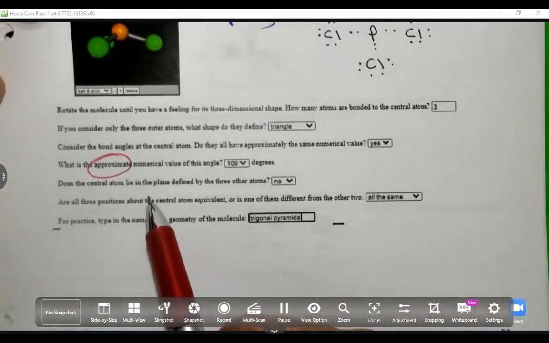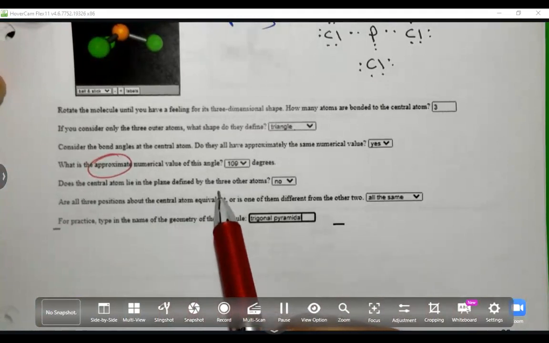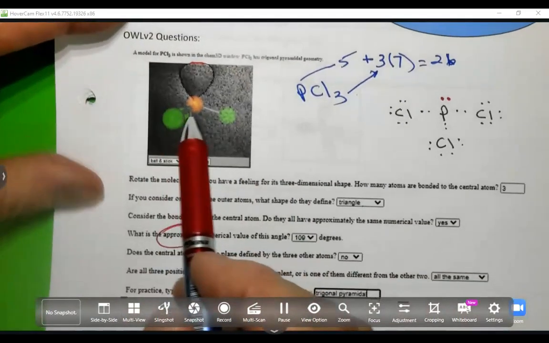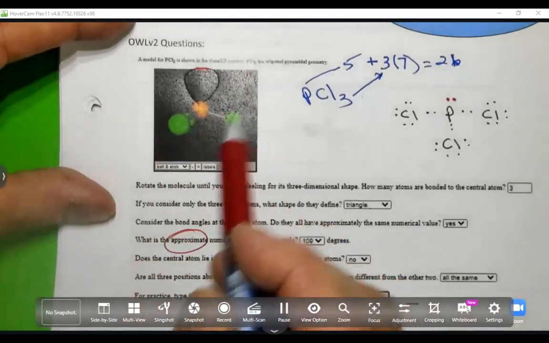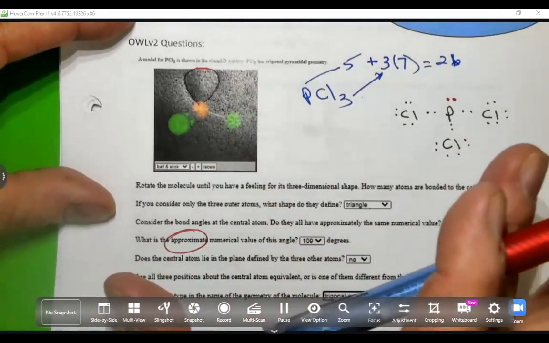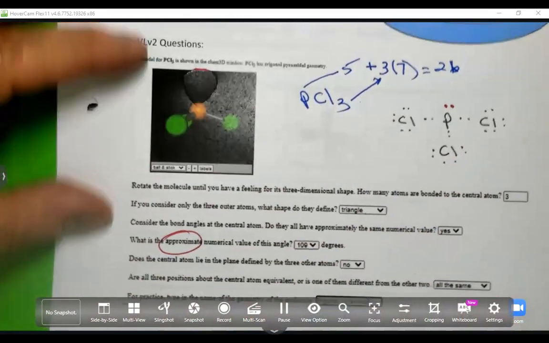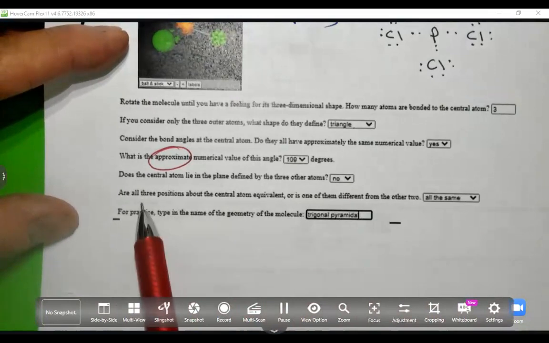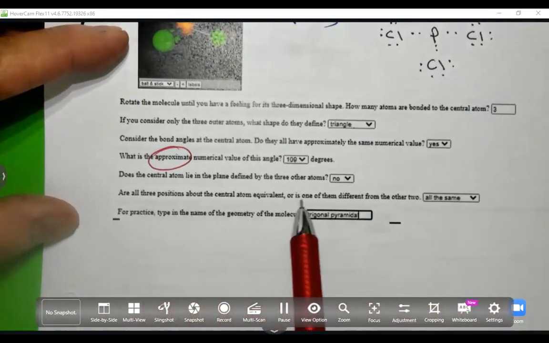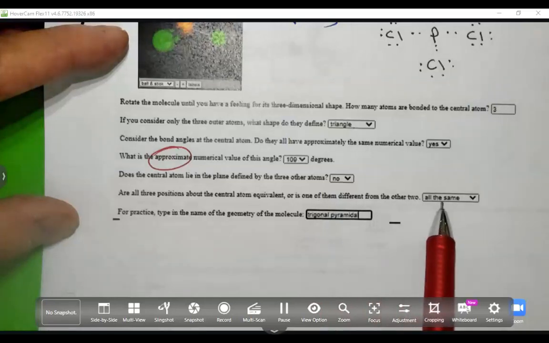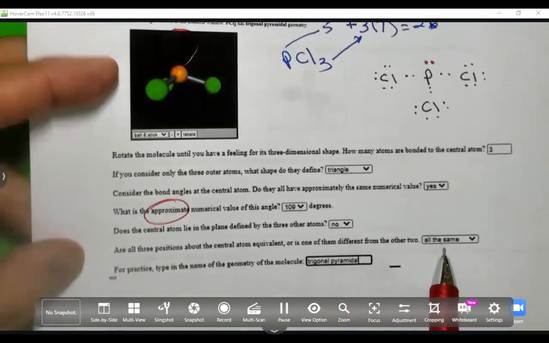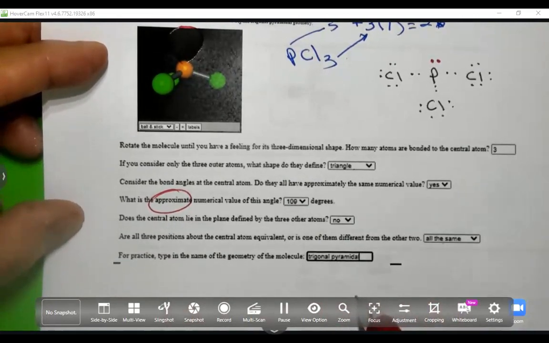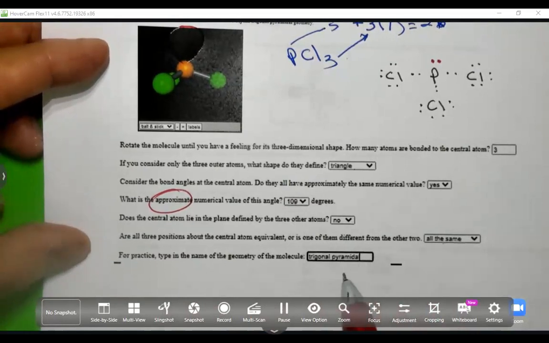Does the central atom lie in the same plane defined by the 3 other atoms? No, right? You can't draw a line and connect all 4 atoms, correct? That would mean the same plane. You cannot draw a line and connect them all. Are all 3 positions about the central atom equivalent, or are they different? They're the same. They're all pointing down at 107.5. And the molecular geometry, trigonal pyramidal.